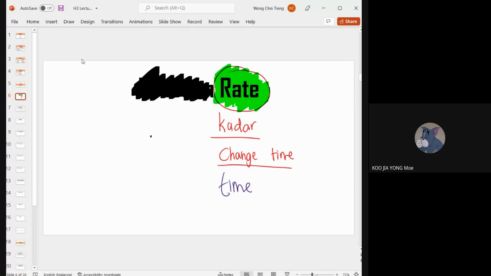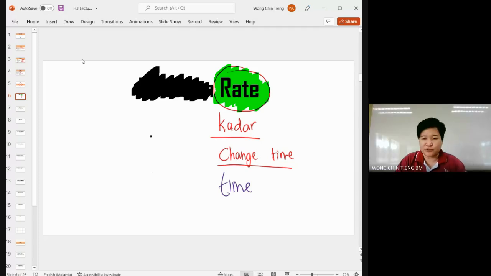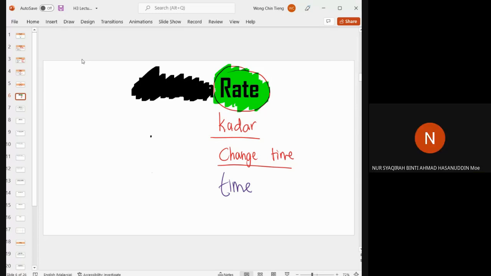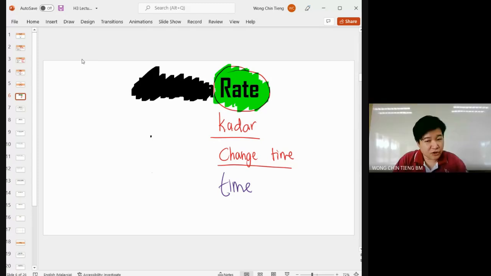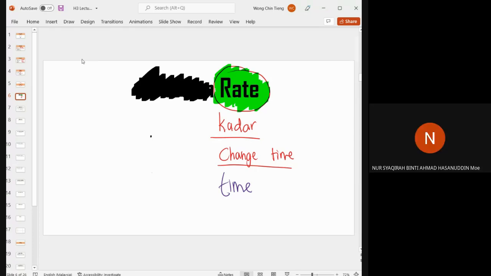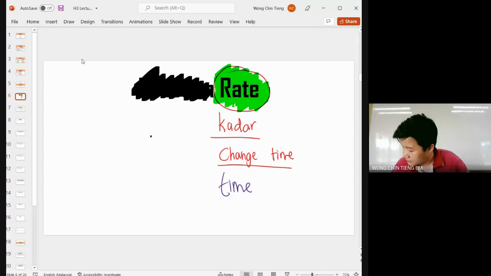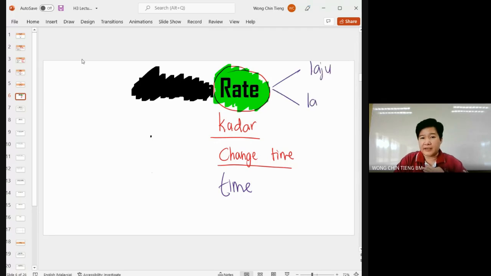Speed. Kalau kamu jumpa perkataan kadar, apa yang akan come into your mind? Masa. Bahagi masa. Okay. Kalau saya jumpa kadar, perkataan pertama that I think will come into my mind adalah laju atau lambat.